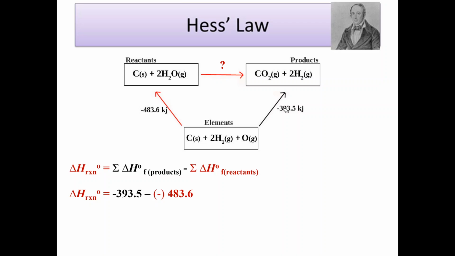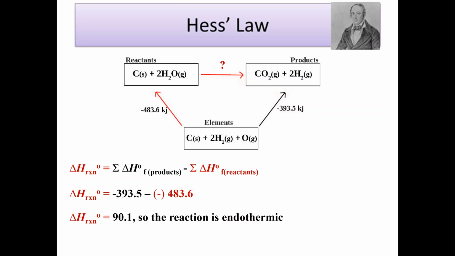Okay, so I want to do products. So my products was minus 393.5, so here's my products, minus my reactants, which is negative 43.6. Okay, so notice we keep our negative sign. Don't let it go away. Okay, and then we just find the difference between the two. In other words, we will add 43.6 to minus 393.5. Okay, so the total is 90.1, a positive 90.1.